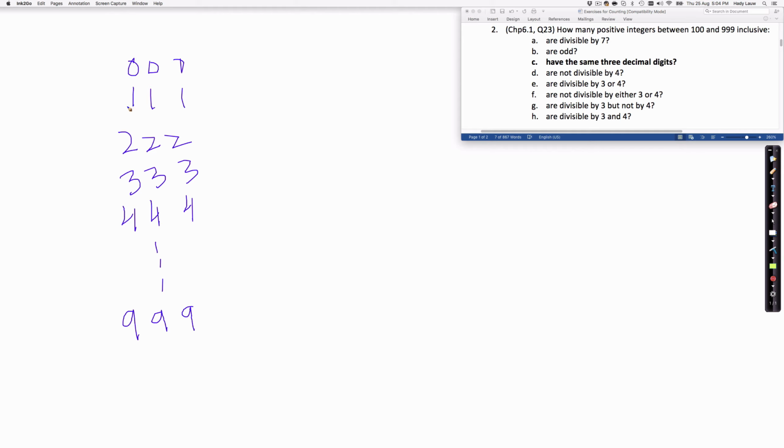Whichever number we pick as the first digit, we just need to repeat it 2 more times, and we get a 3-digit number that has all the same digits. But because of the range that applies, 100 to 999, we have to exclude the first one. So then we only have 9 possible numbers that remain. In this case, we are going to have 9 possible outcomes for 2c.